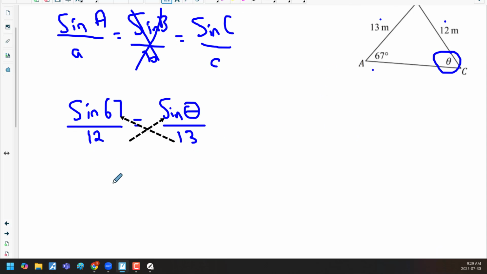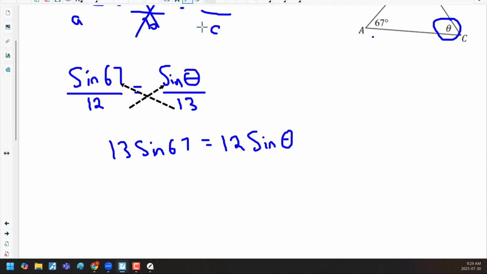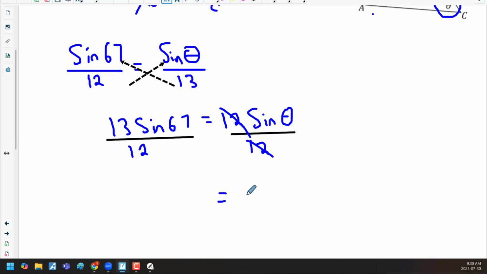So let's do that. That's going to be 13 times sine 67, which equals 12 times sine theta. And here, I'm going to divide both sides by 12. Why 12? To cancel this 12 out. And now we're going to leave this side as sine theta for now. Normally you want to isolate it, and we will. But you've got to keep the angle with its trig function until the very last step. So sine theta is our unknown value that we're solving for.